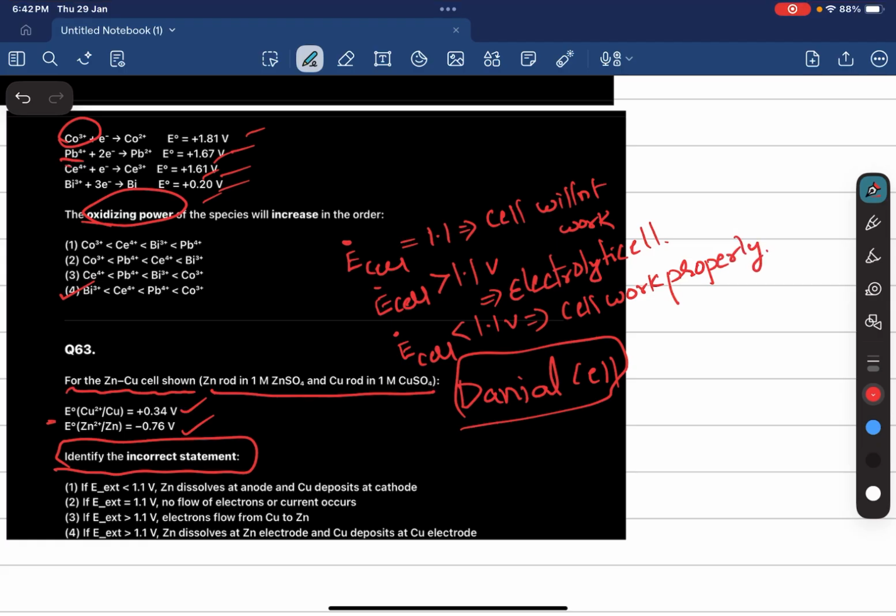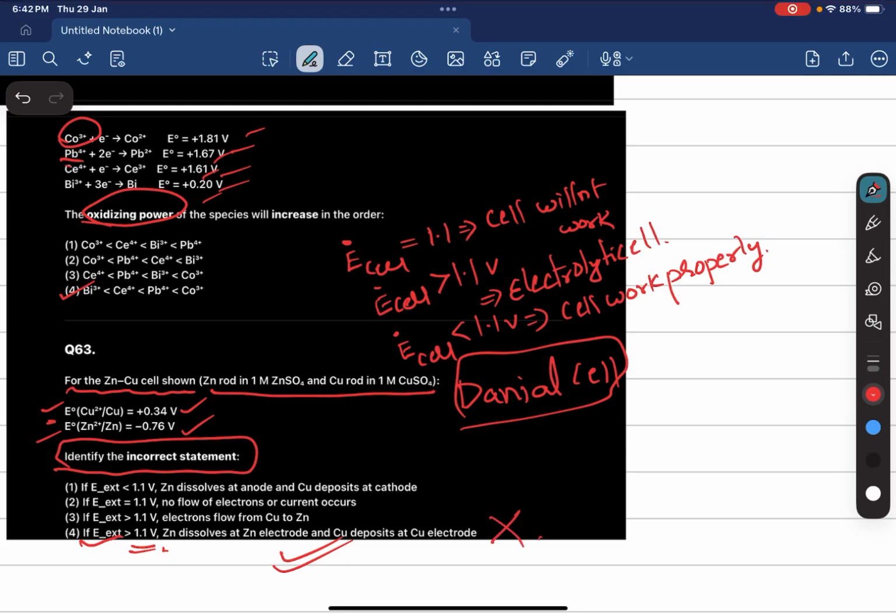These are all JEE and NEET questions, even board questions related to the same. So E naught values are given like this. See, the same thing can come from the last option, so it's easy to solve fast. If E naught external is more than 1.1 volt, then Zn dissolves at the Zn electrode. That means they are saying if the E naught cell value is greater than 1.1, still the cell will work as it is. So that's the wrong option.